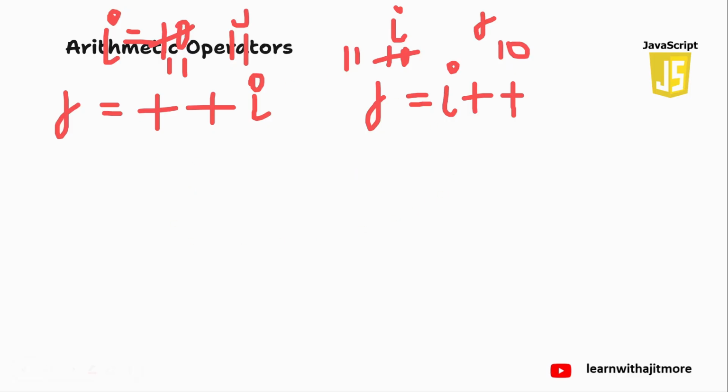The side effect is I incremented by 1. Only the value which is returned is different. Here it returns the new updated value, here it returns the old value. Only that is the difference. Pre-increment, post-increment.